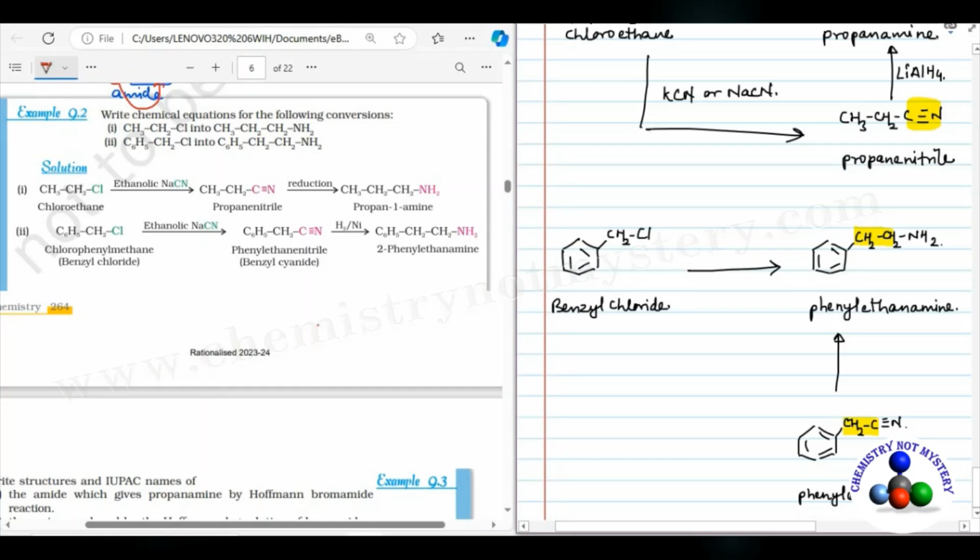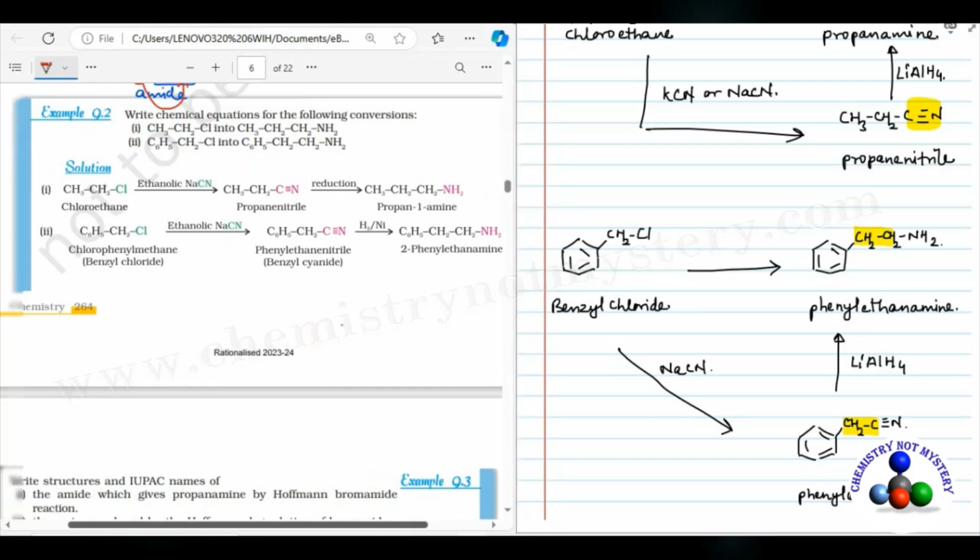So this can be prepared by the nucleophilic substitution of benzyl chloride. So here you can prepare this molecule by the nucleophilic substitution of benzyl chloride. So when benzyl chloride undergoes nucleophilic substitution with NaCN or KCN, you can get phenyl ethane nitrile and after the reduction of this nitrile with LiAlH4 you can get phenyl ethane amine.